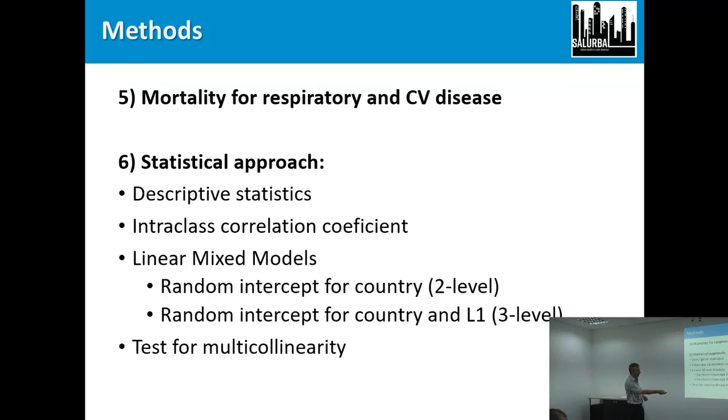We examined this for mortality for respiratory and cardiovascular disease, and the approach was using the multi-level model to get the intraclass correlation coefficient to see variations in air pollution PM2.5 between cities, between sub-cities, and between countries, to see where the differences in air pollution were, and the linear mixed models. We used it with 2 and 3 levels, sometimes only considering country and L1 or city, or country, city, and sub-city.